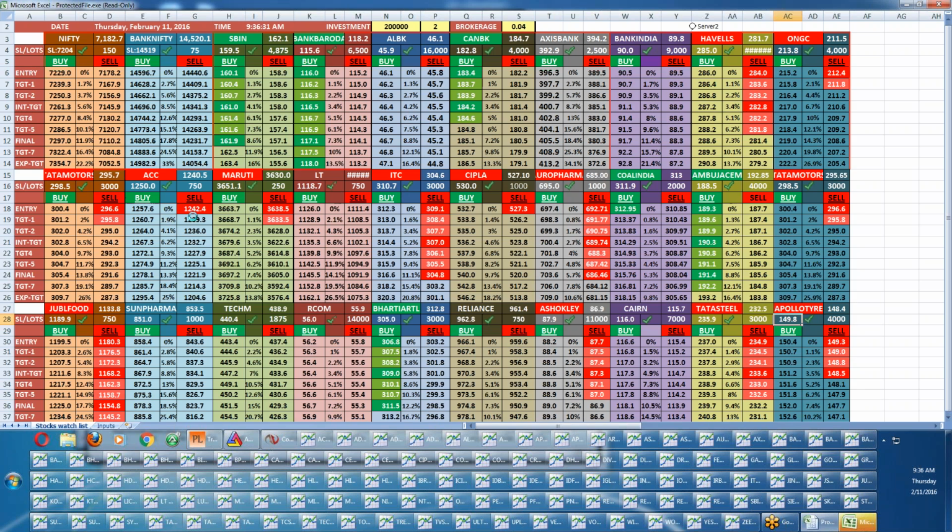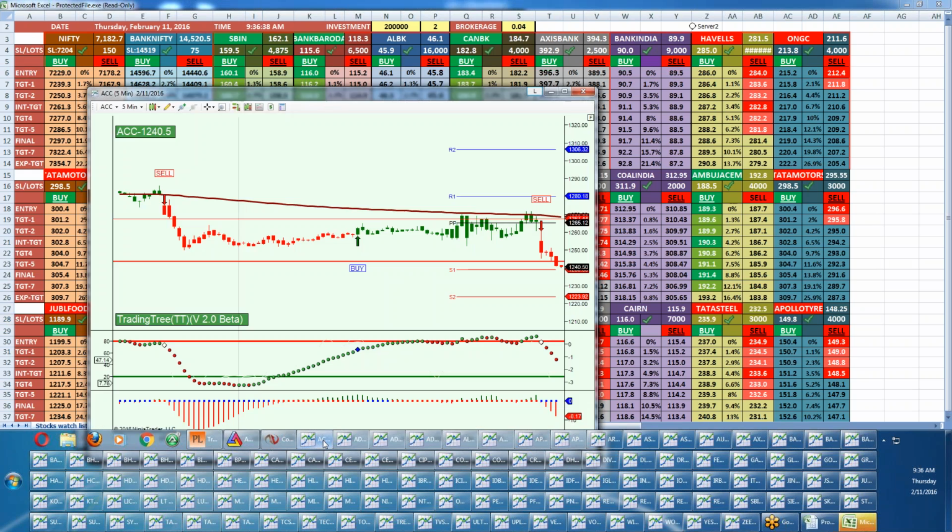ACC, we have a sell call now, 1242. Let me just show you the chart. So we have that sell call. We had drawn the line here. So it's already breached that. So S1 is your first target, and after that S2.